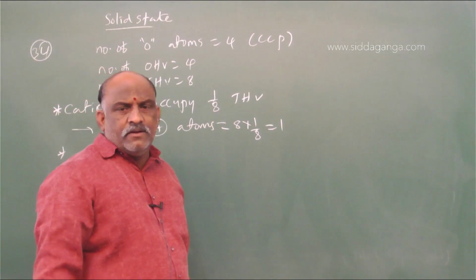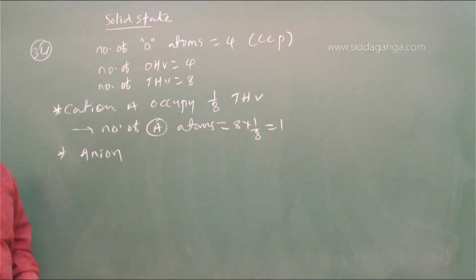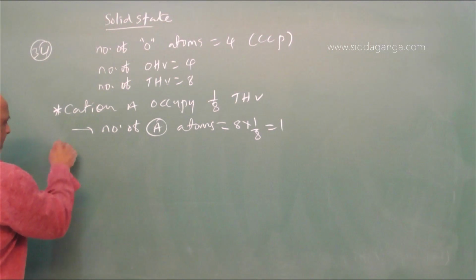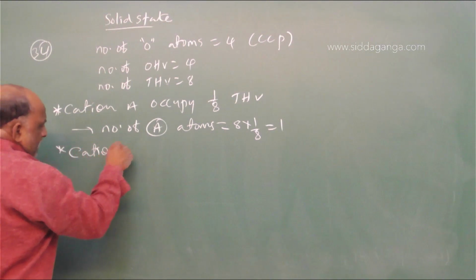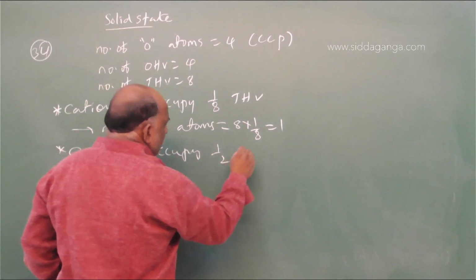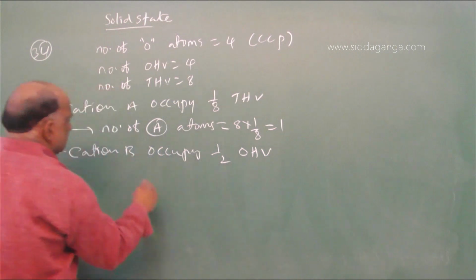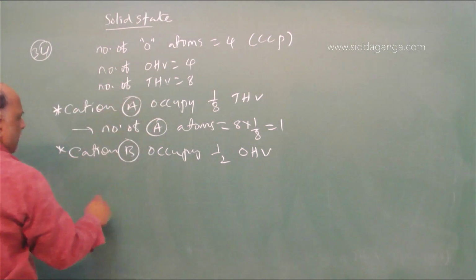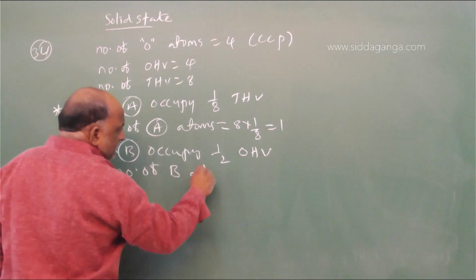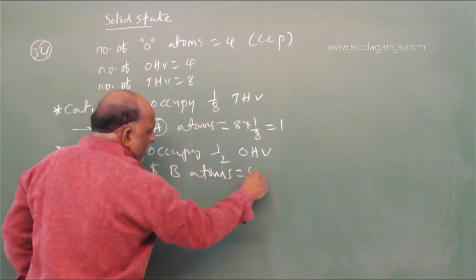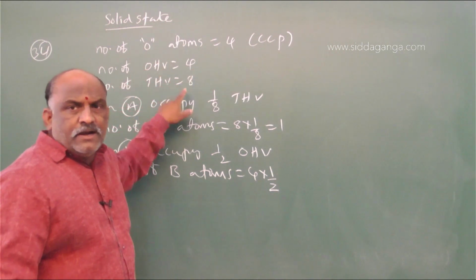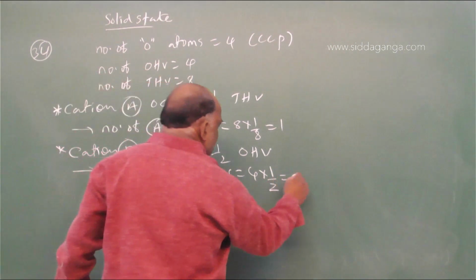This is also cation B. Cation B occupies 1 by 2 of the octahedral voids. So the number of B atoms is equal to 4 into 1 by 2, because octahedral voids are 4 and tetrahedral voids are 8. So 4 into 1 by 2 is equal to 2.